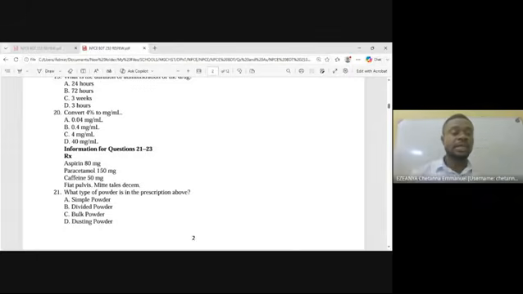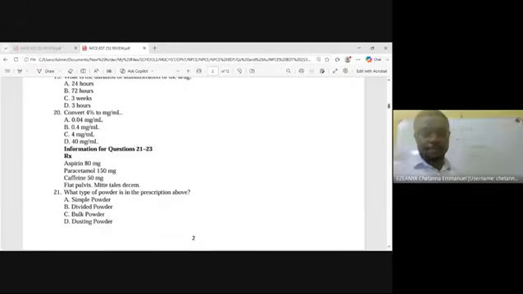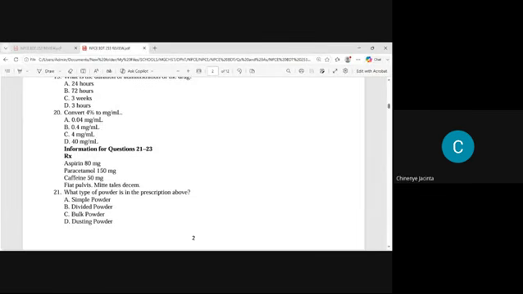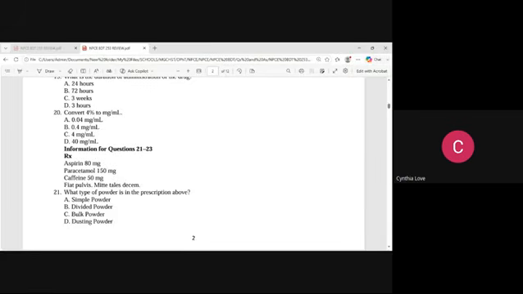Next question, 20. Convert 4% to milligram over milliliter. What's the answer? A, 0.04. Explain. How did you get A? Four divided by 100, sir.